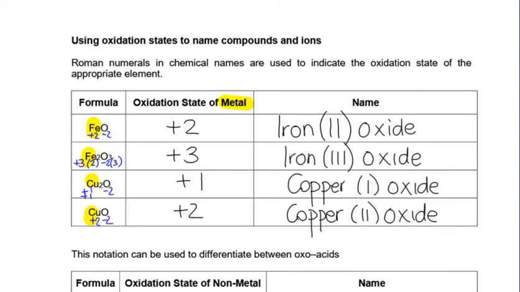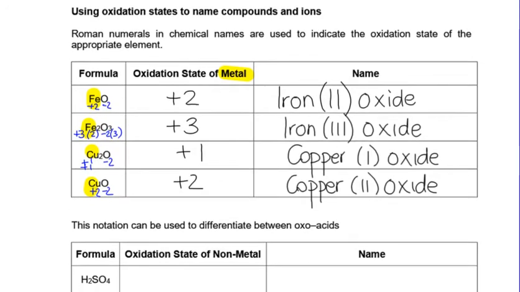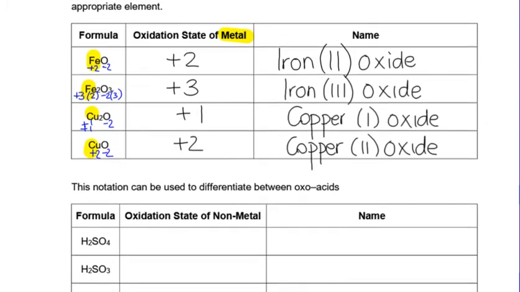So putting Roman numerals in, and the Roman numeral comes after the metal because it refers to the metal. We don't need a Roman numeral for oxide because oxygen is always -2.